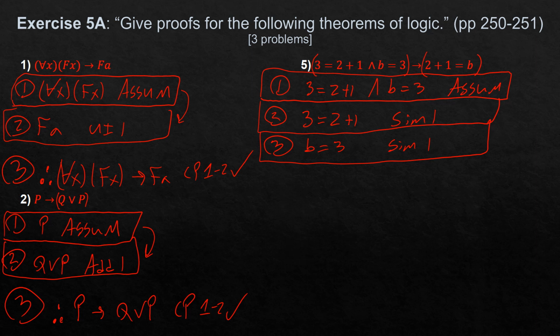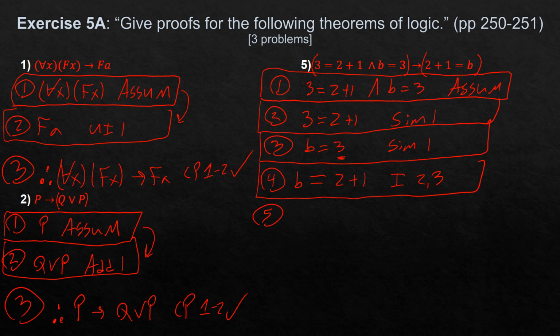And now we can do some identity rules. This is just an algebraic problem, right? We're saying that 2 + 1 is equal to b. So for line 4, we can say b is equal to 2 + 1. By the identity rule, lines 2 and 3, we just substituted that 2 + 1 in for that 3.